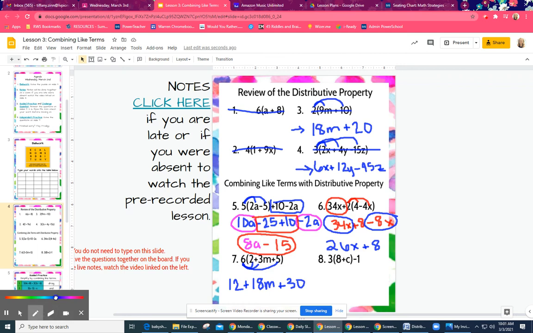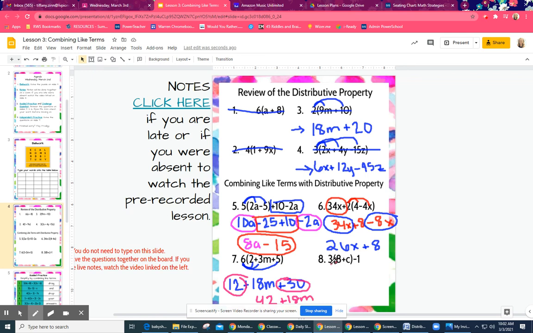So it looks like I can combine my just normal numbers. I've got a 12 at the beginning and a plus 30 at the end, but there's nothing I can combine with the m. So 12 plus 30 is 42. And then I still have the plus 18m.